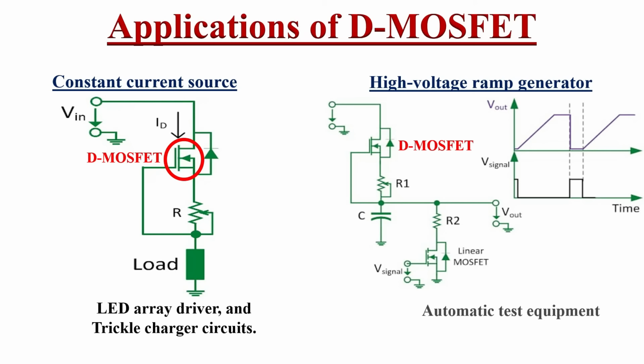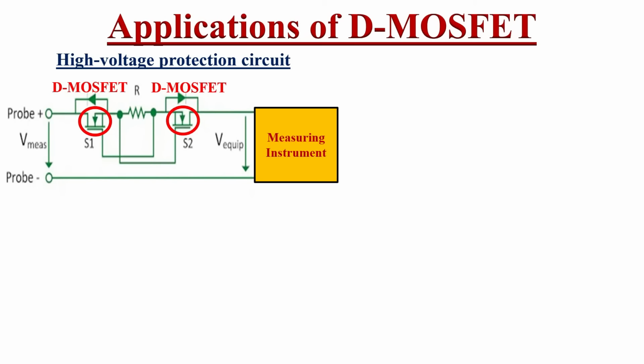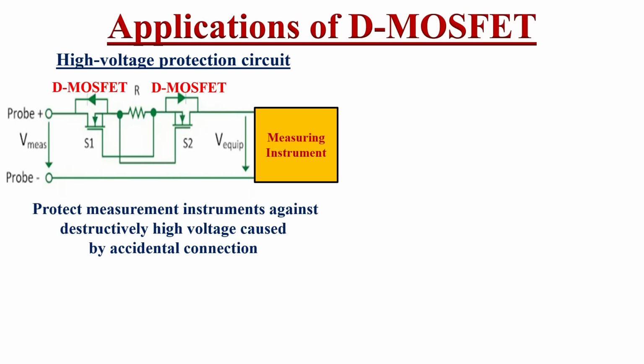Depletion MOSFETs are used as high voltage ramp generators. Applications such as automatic test equipment require high voltage ramps with a linear relationship between output voltage and time. Depletion MOSFETs are also used in high voltage protection circuits. They are used to protect measuring instruments against destructive high voltage caused by accidental connection.